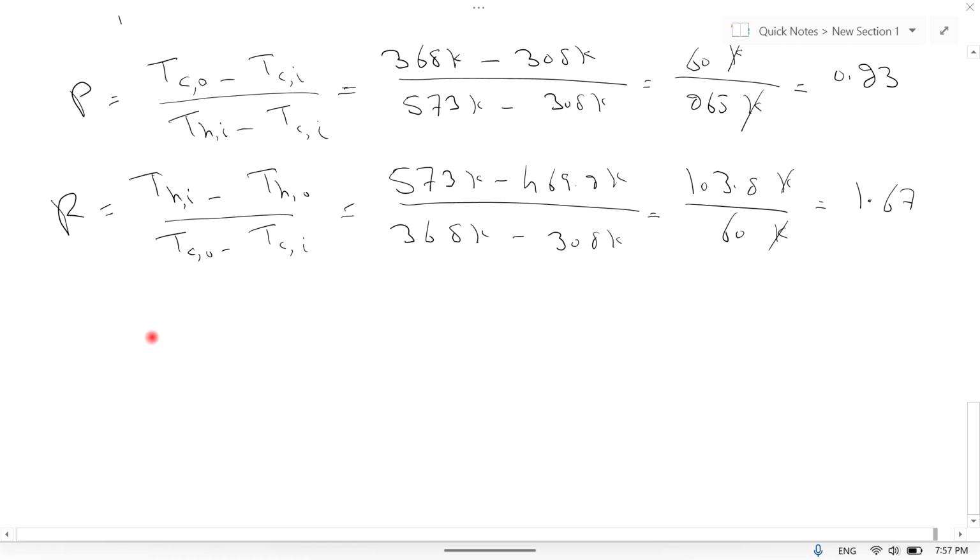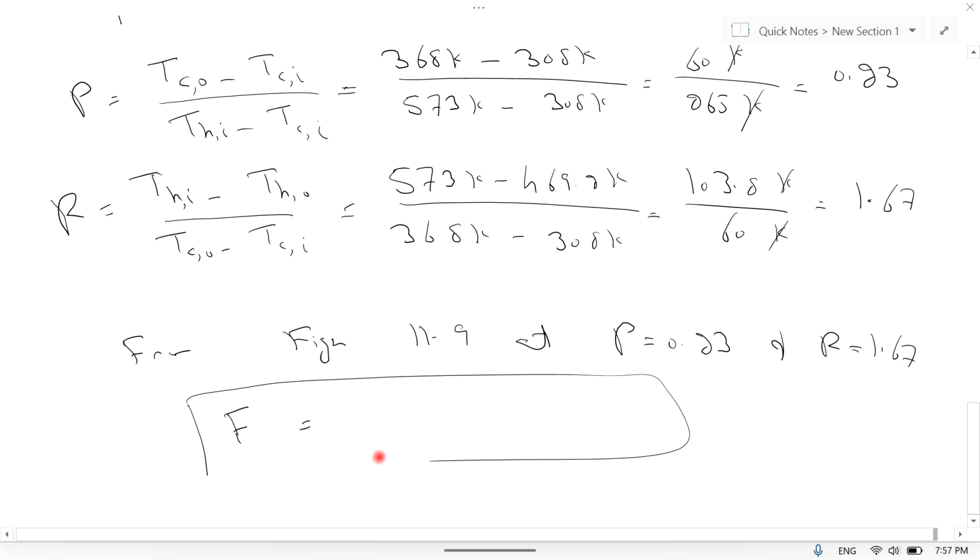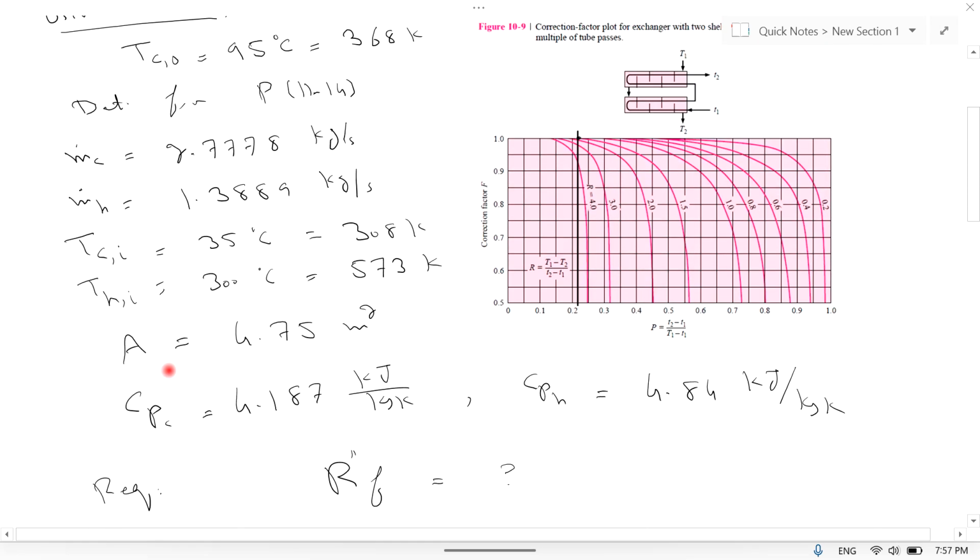Now from figure 11.9, at P equal to 0.23 and R equal to 1.67, find the correction factor F. This is the correction factor. So P is equal to 0.23, and the x-axis represents P. So this is 0.2, and from this is 0.23. Draw a straight vertical line. And R is 1.67.